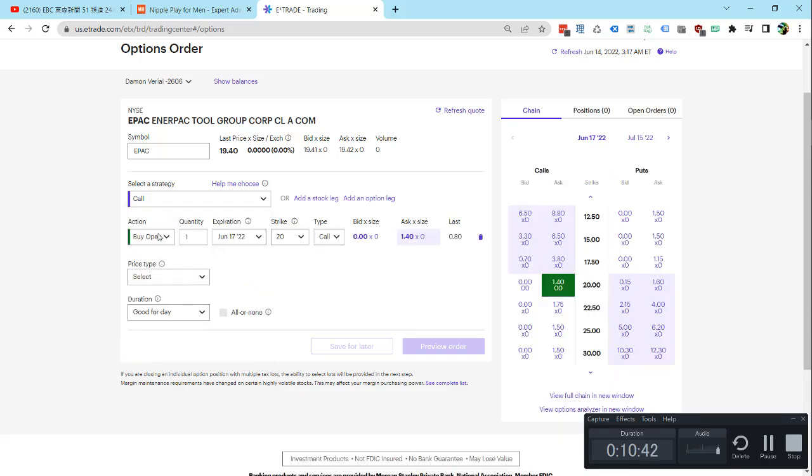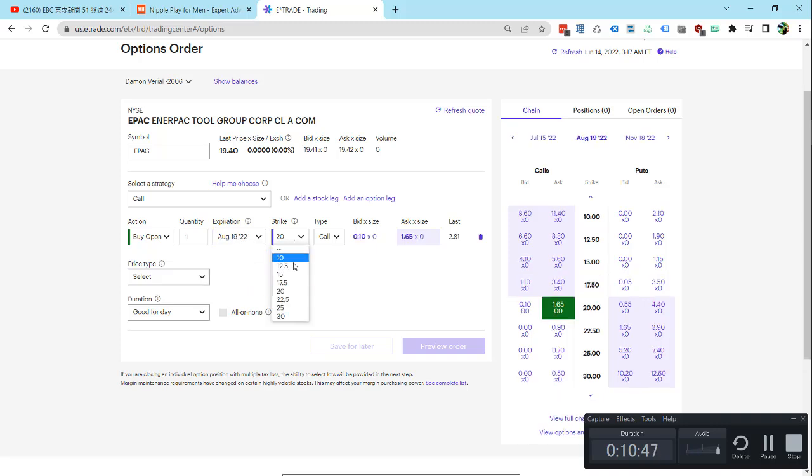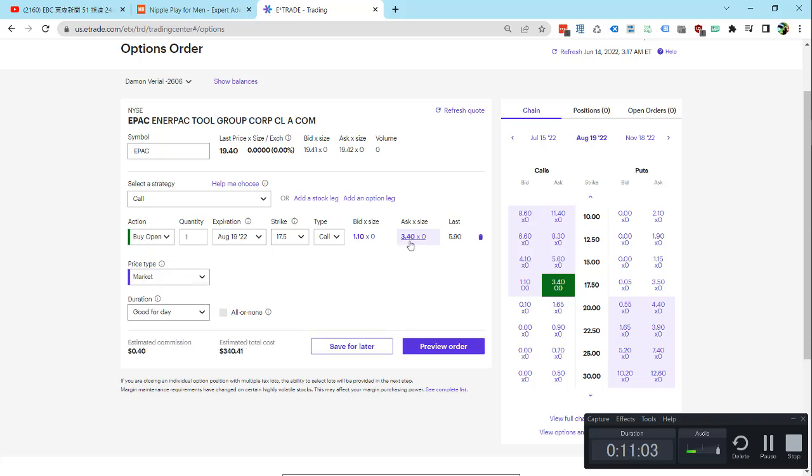We were buying call options on EPAC, and we're going with the August 1775. You can see this bid and ask. Right now the market's closed. The bid and ask spread is always going to be bigger when the market's closed, but this is huge anyway. If you go with the market order, you're going to be paying $340, and based on my calculations, the true intrinsic value of this call option should be around $220. So you're paying about $120 extra for this option if you go with market.